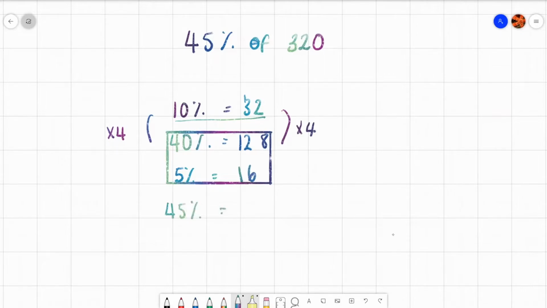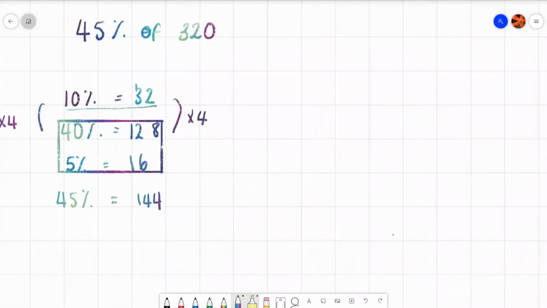Okay, I can do add 128, add 16, which is 144. Okay, now we could have done this in a different way because we could have worked out 10%, which is 32. And then you might have thought, well, actually, can't really times by 4. So you could have just doubled if you want to do it in steps. 20% is double that, so that's going to be 64.